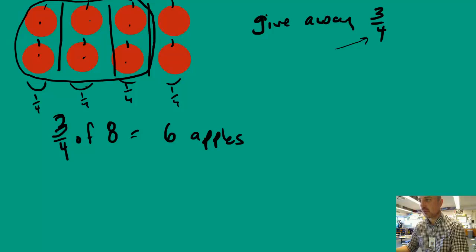I think that looks pretty good. So I'm going to give away 3/4. I gave away 6 total apples. I have 2 apples left, and I need them. I'm a hungry guy. I'm a teacher. Give me a break. All right.